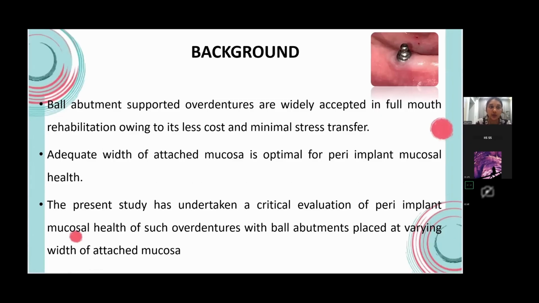The background for the study was that ball abutment supported overdentures are widely accepted in cases of rehabilitation owing to their low cost and minimal stress transfer. Adequate width of attached mucosa is optimal for peri-implant mucosal health. The present study has undertaken a critical evaluation of mucosal health of such overdentures with ball abutment placement and minimal width of attached mucosa.